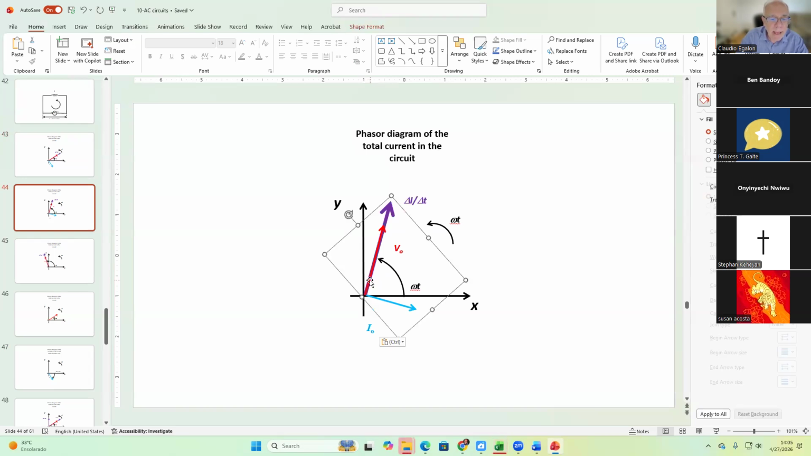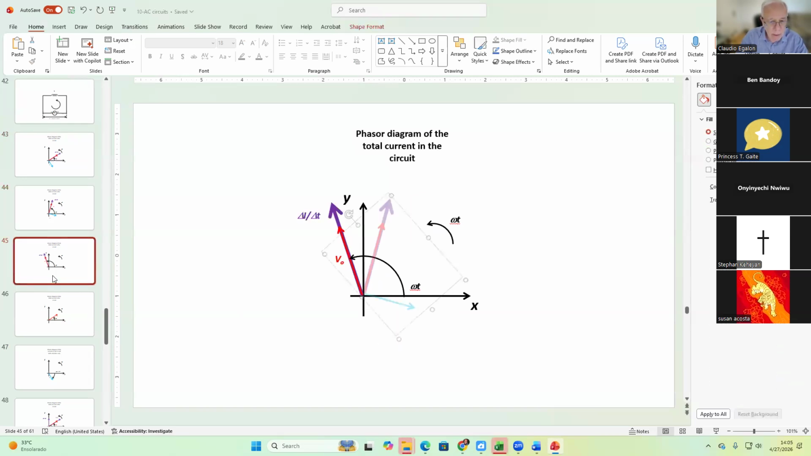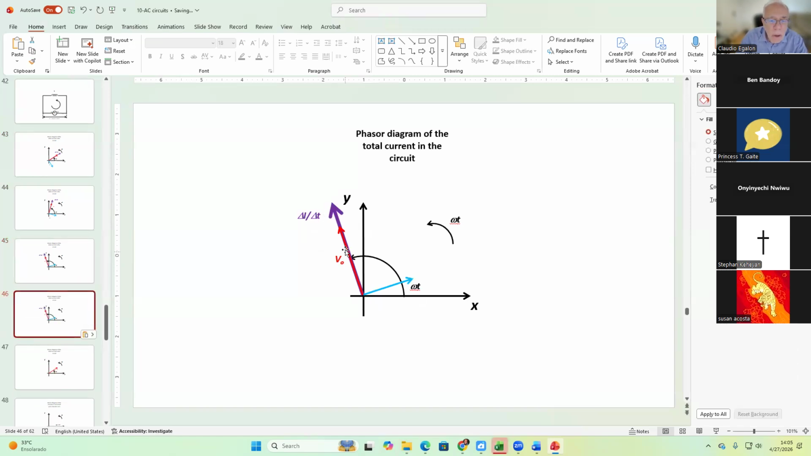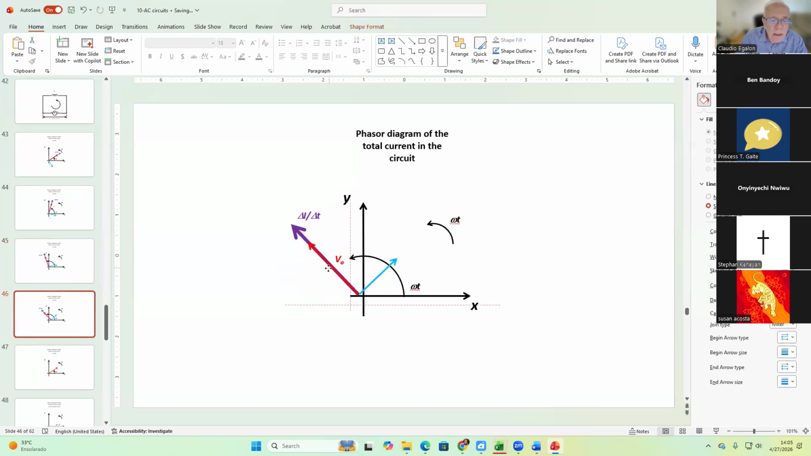Okay. Next frame. Here's my next frame. Rotate. Okay. Delta I, V naught, and I'll put it in the next frame. Here we go. Rotate.